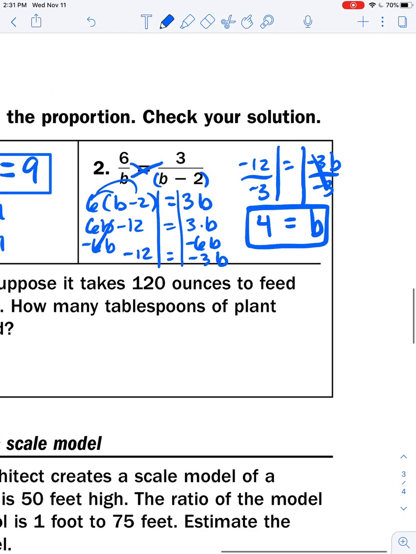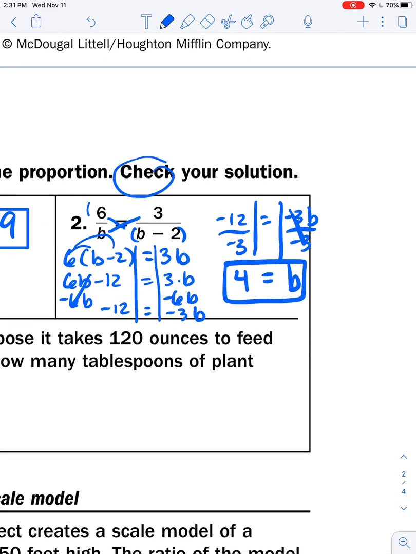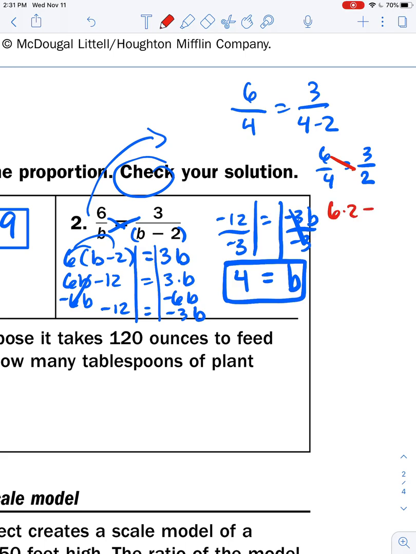Now, that is a problem I don't want to have to do twice in my life. And so I'm going to maybe go back and say, hey, I'm going to check my solution, just like it says. I have 6 over, and then I'm putting in the 4 that I got, equals 3 over 4 minus 2. Okay, well, 6 over 4 equals 3 over 4 minus 2, which is 2. Checking my cross products, that would be 6 times 2 has to equal 4 times 3. And you can see that those are both going to be 12.